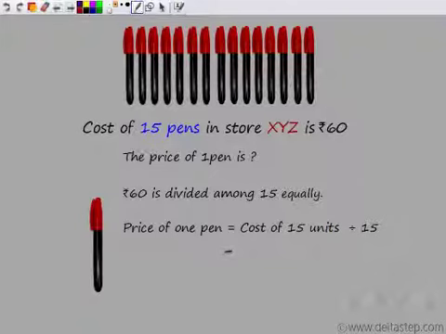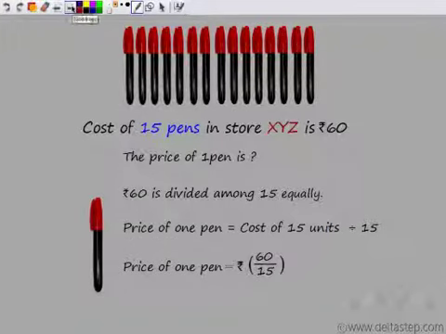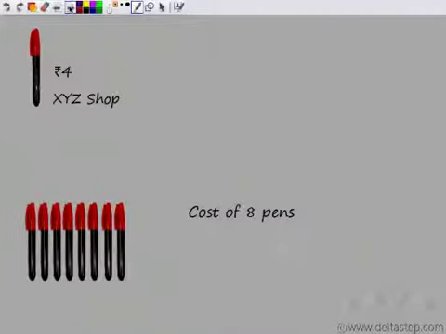So we know the cost of 15 pens is 60 rupees, and we have to divide it by 15. So 60 divided by 15 gives me 4. So I get the price of 1 pen in shop XYZ also. In XYZ, 1 pen costs 4 rupees, but I wanted to find the cost of 8 pens.